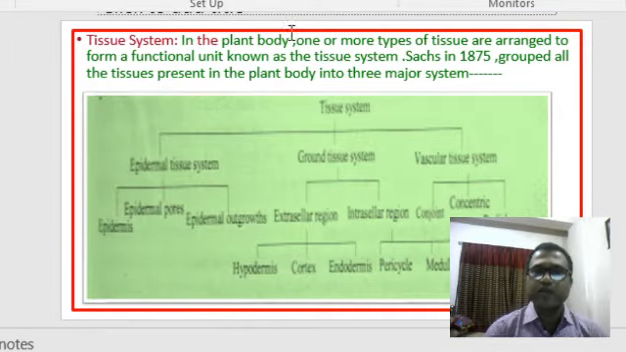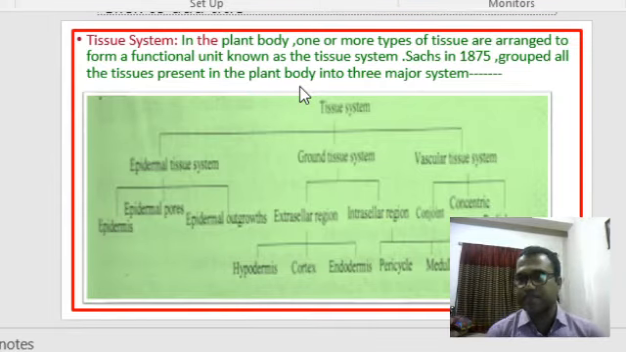In the plant body, one or more types of tissue are arranged to form a functional unit known as the tissue system. Sachs in 1875 grouped all the tissues present in the plant body into three major systems.